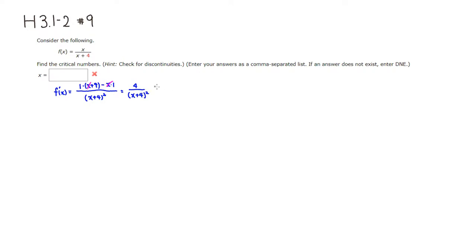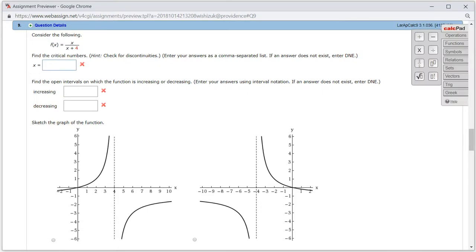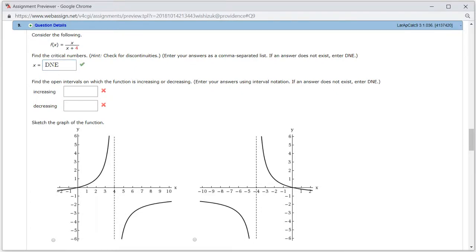And you notice that this is actually never equal to 0 because the numerator is non-zero, which means that the critical number does not exist. So let's type it in. Critical number does not exist. Let's go ahead and check the answer. I came back and it looks like we got this one correctly.